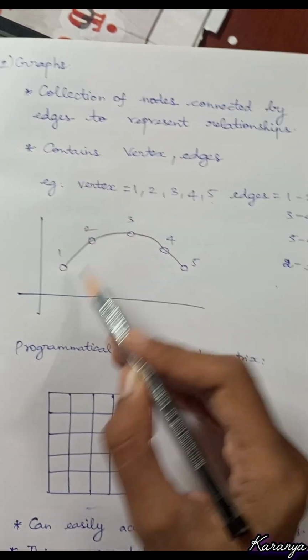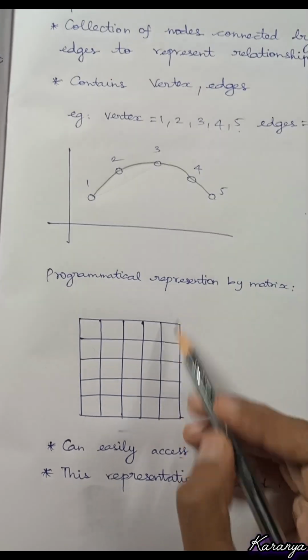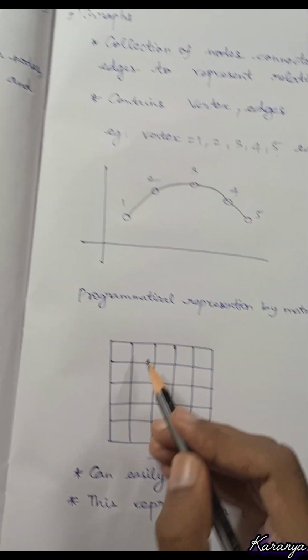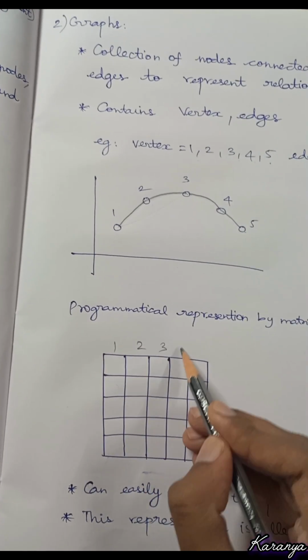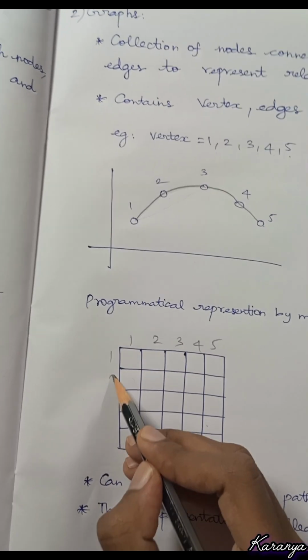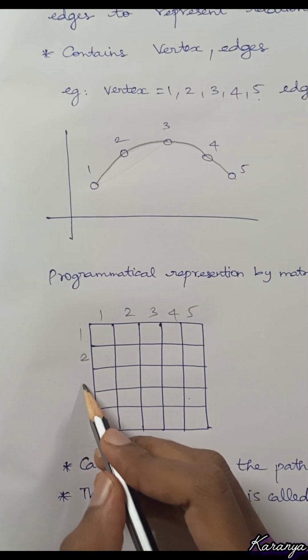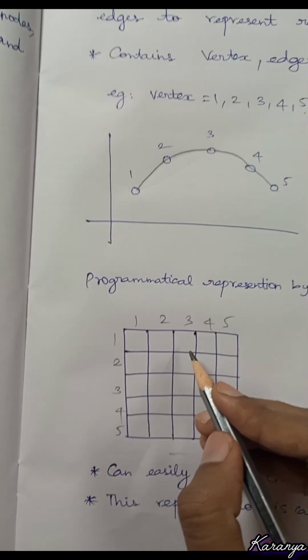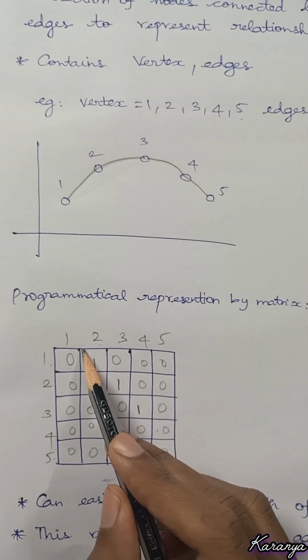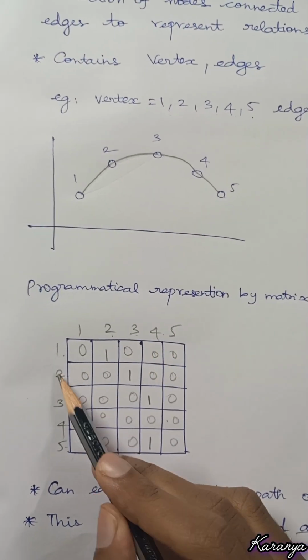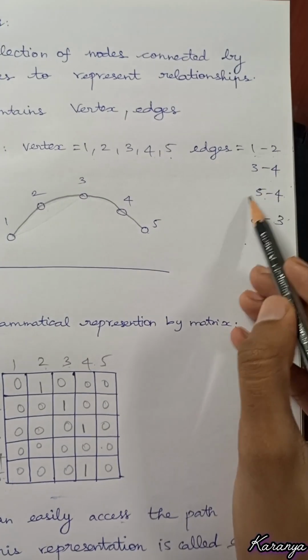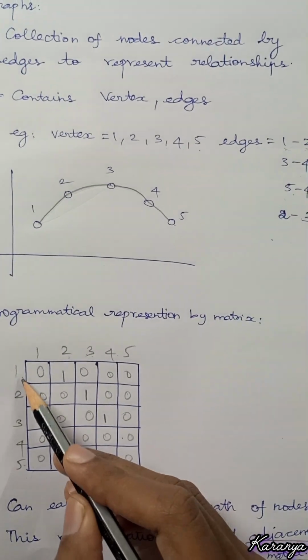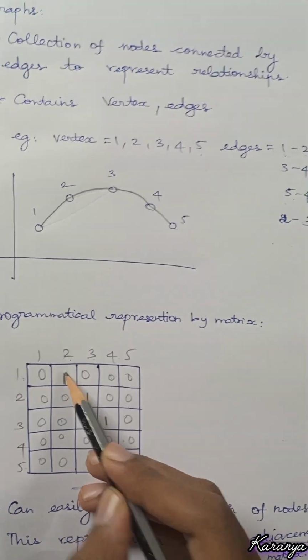Here is a programmatic representation by matrix. As I have considered 5 vertices, I am using a 5 cross 5 matrix. As we have a path for 1 to 2, I am going to write 1 wherever we have a path and I will fill the remaining boxes with 0. Through this method, we can easily access the path of nodes. This representation is named the adjacency matrix.